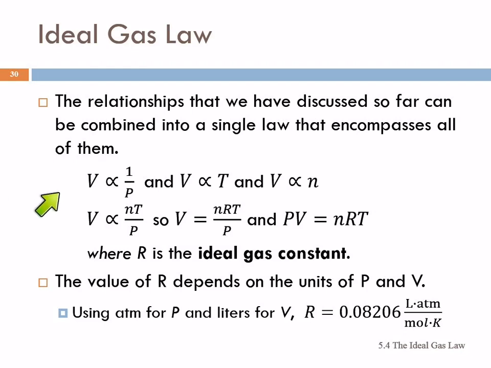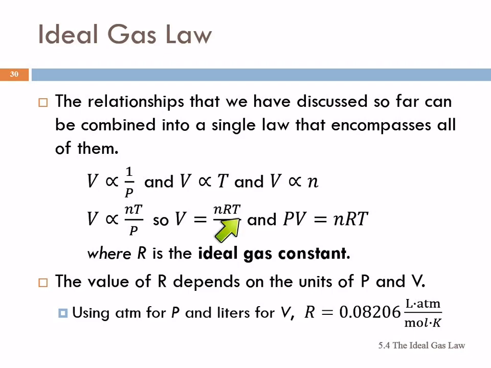So the volume of a gas is proportional to 1 over the pressure. The volume is proportional to the temperature, and the volume is proportional to the amount of gas. So that tells us that the volume of a gas is proportional to nT over P. That's combining these 3 different proportionalities.